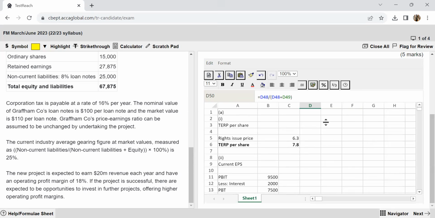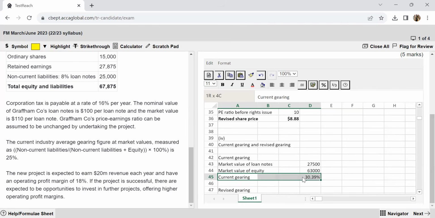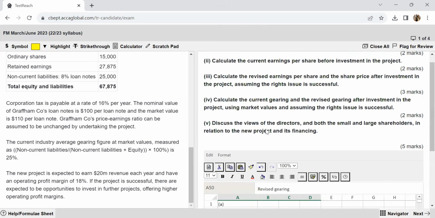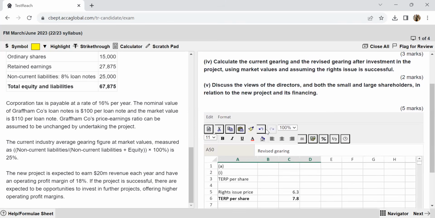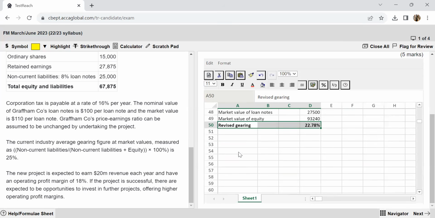Now we're done with the calculative aspects. We can also highlight the final answers. So this is our final answer, and this is also the final answer. Now let's read part 5. Part 5 says, discuss the views of the directors and both the small and large shareholders in relation to the new project and its financing. Considering this is for 5 marks, you can form 3 short paragraphs where you can explain the stance of each of these groups of people that have been mentioned.